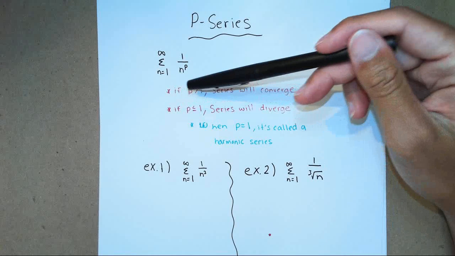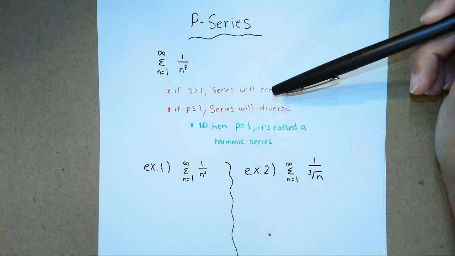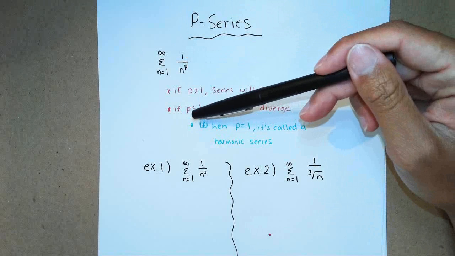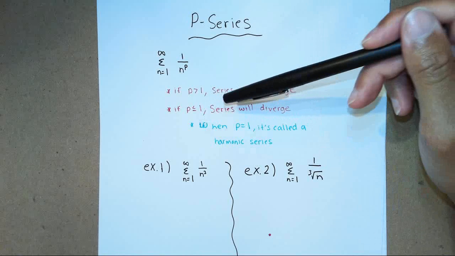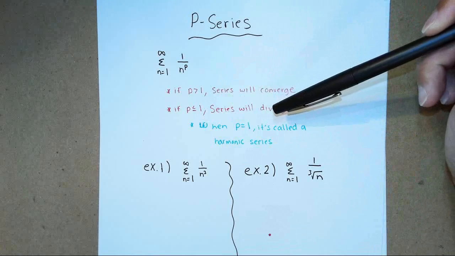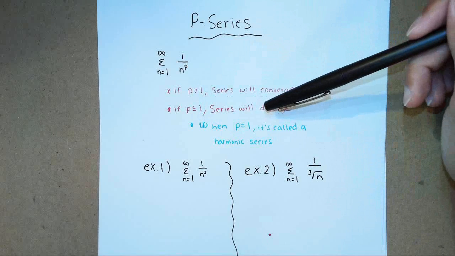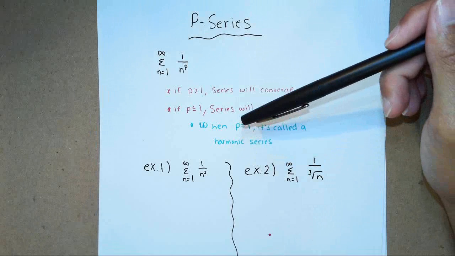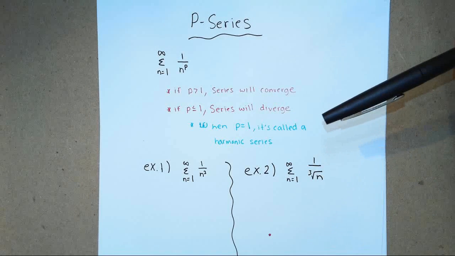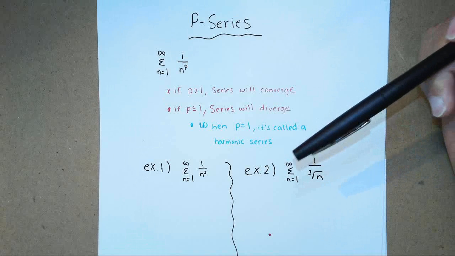Now, if p is greater than 1, so if this number is greater than 1, it will converge. It has to be greater than 1, and it has to be in this format. Now, if p is less than or equal to 1, this series will diverge. So it's just memorization. You have to just memorize that if p is greater than 1, it's going to converge, and if p is less than or equal to 1, it's going to diverge. Now, there's a special case: when p is equal to 1, it's called a harmonic series. It's something you want to understand and know because it's an equation that you use a lot, and it has a lot of everyday value.